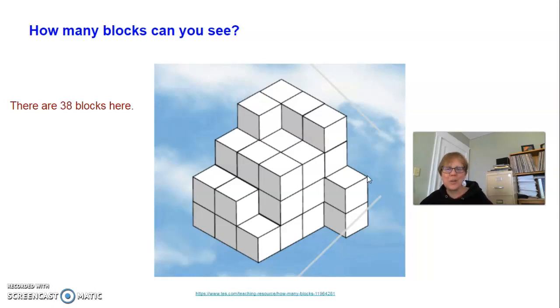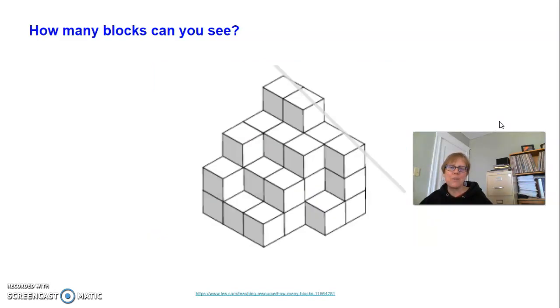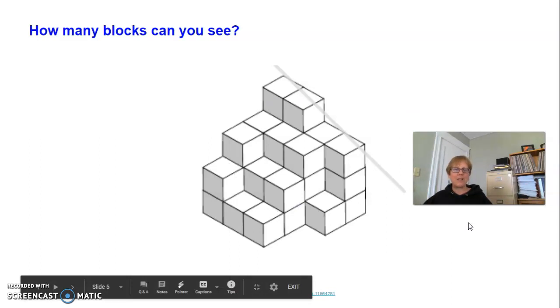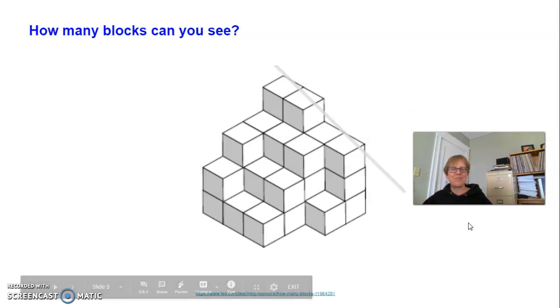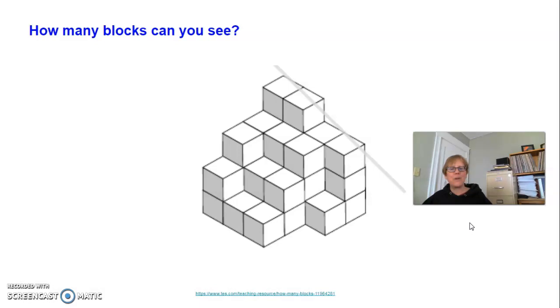All right, let's try another one. I want you to do the same thing. I want you to take a look at this one, see if you can figure out how many blocks there are. When you're ready, get the recording going again.